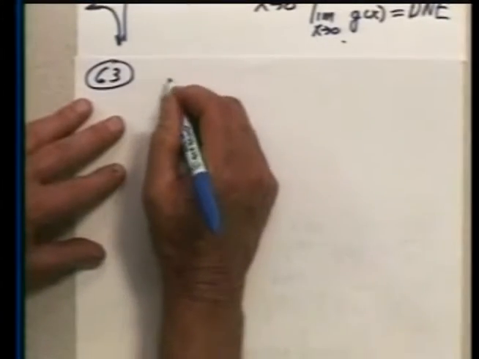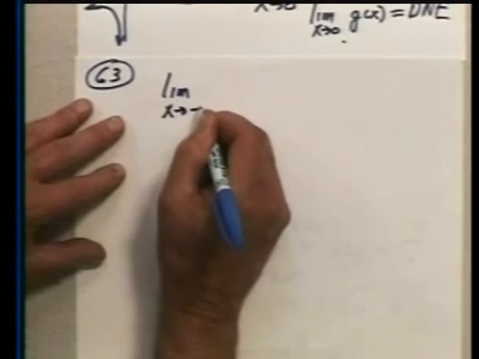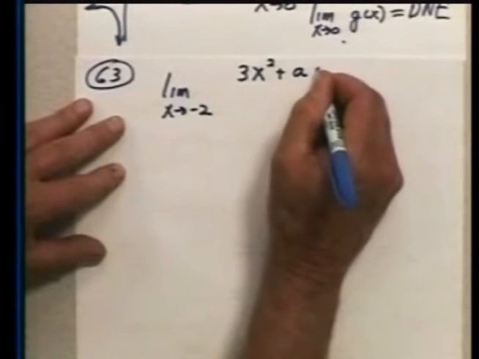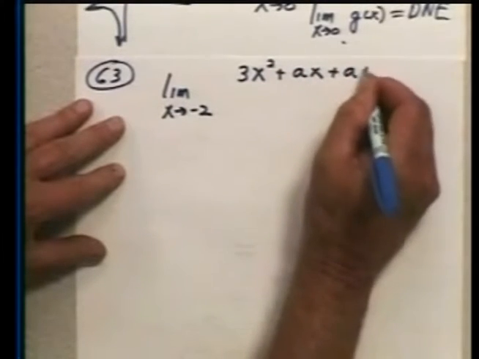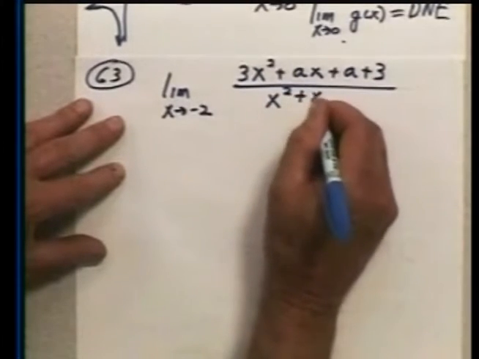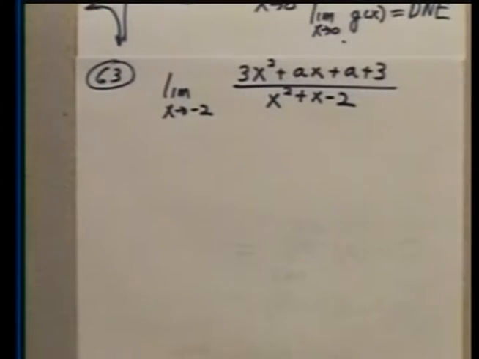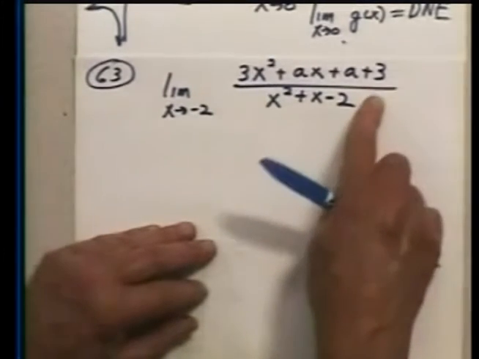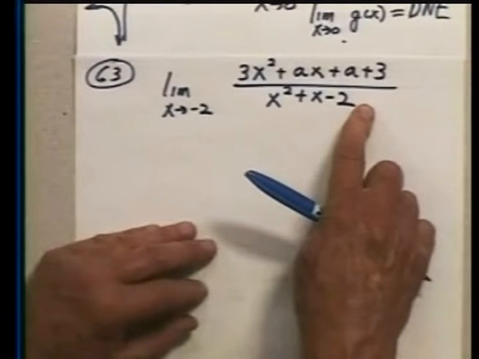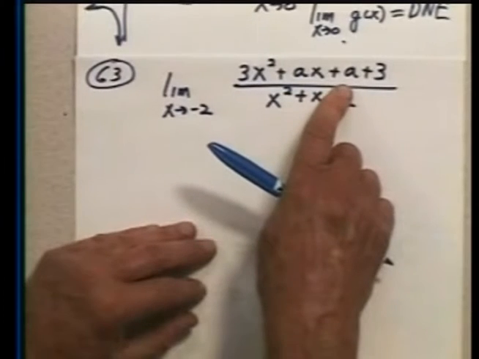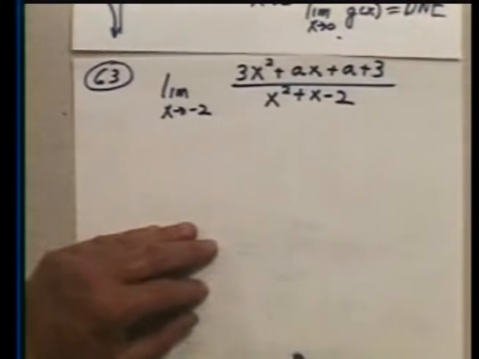On 63, they want you to take the limit as x approaches minus 2 of the numerator 3x squared plus ax plus a plus 3, all over x squared plus x minus 2. Question: if you tried to take the limit just as it is, you end up with 0 in the denominator, don't you? Yes. They're saying if you pick just the right a, could you make this limit exist?